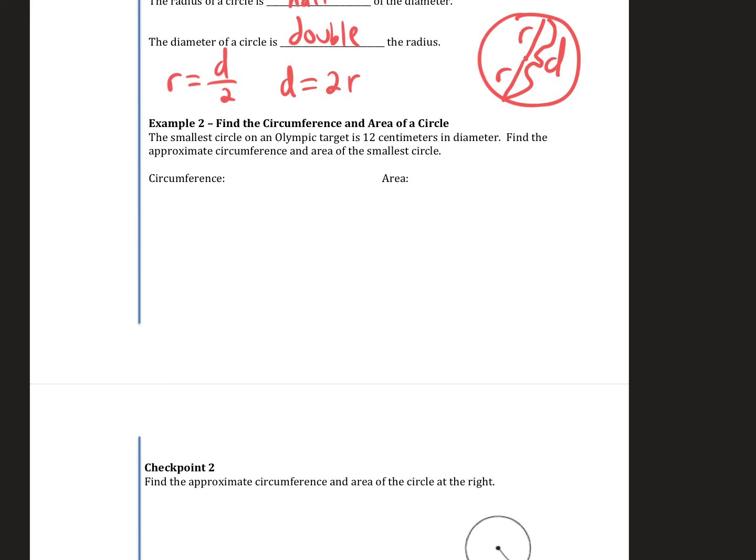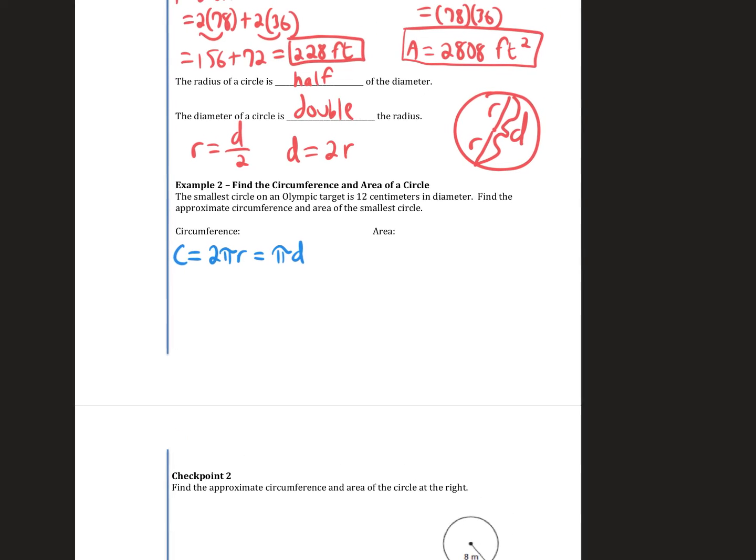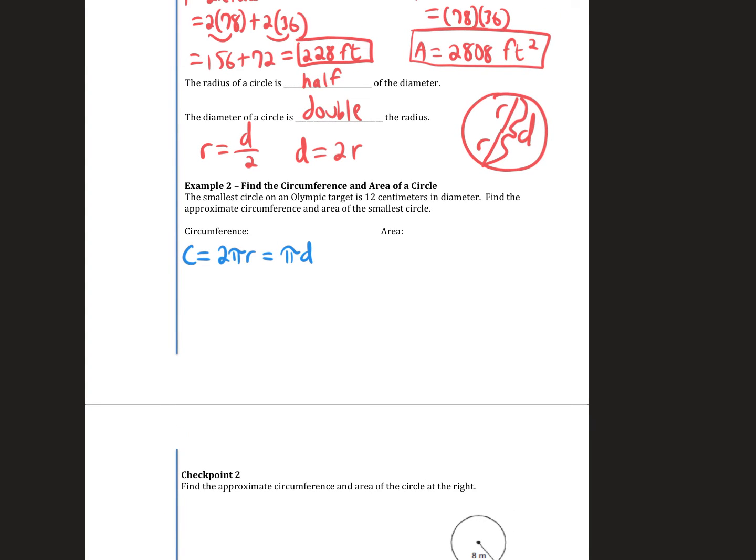All right, let's do example 2 now. The small circle on an Olympic target is 12 centimeters in diameter. Find the approximate circumference and area of the smallest circle. Okay. So what was the formula for circumference of a circle? Well, circumference equals either 2 pi r or pi times diameter, because remember, there's 2 radii that make up a diameter, so we could do either one.